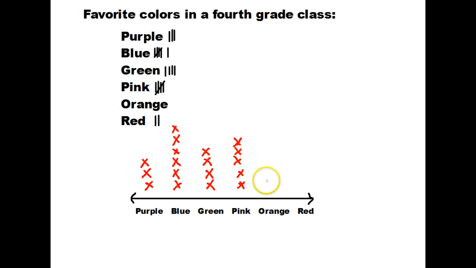I have none for orange. Poor orange, nobody likes it. So what I'm going to do is exactly what I would do if I had a bar graph. I'd just leave it blank. So we're going to ignore it and drop in 2 for red. And there's our line plot.